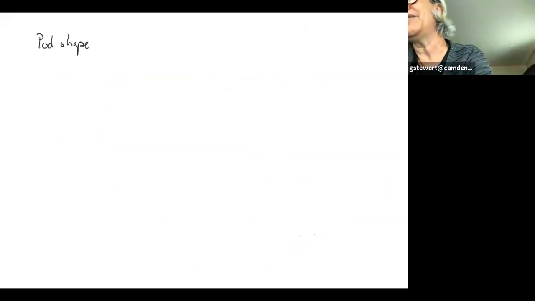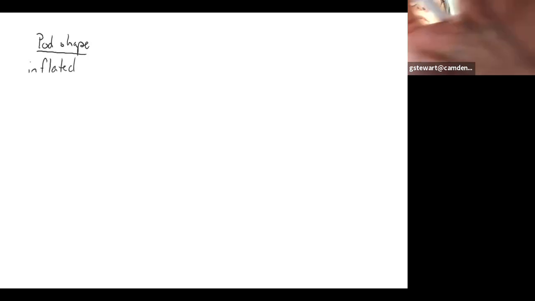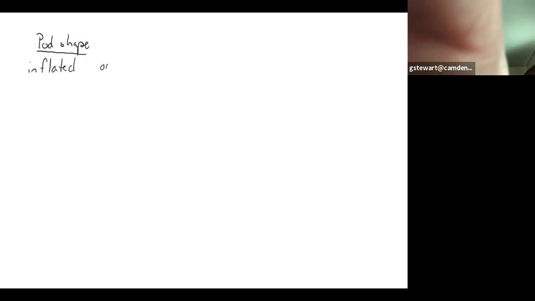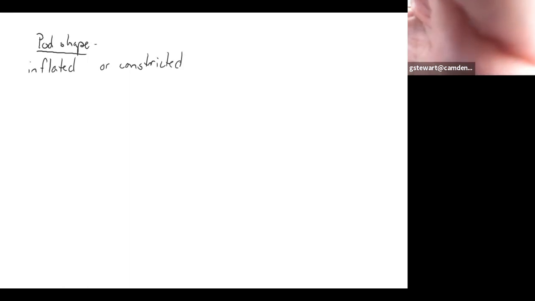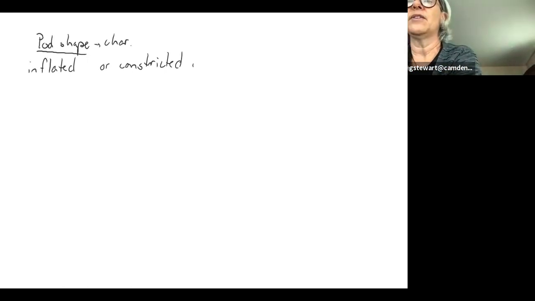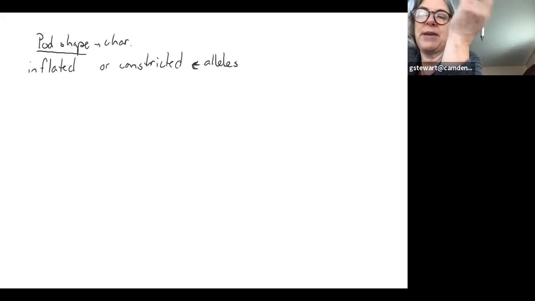So according to Mendel, for pod shape we have two shapes. One is inflated and one is constricted. These would be the alleles. The pod shape is the character, the trait, the gene that we're looking at, and these are the choices, the alleles, the versions, varieties that are available. Now we'll pretend we're like Mendel. We don't know which one's dominant and which one's recessive yet.